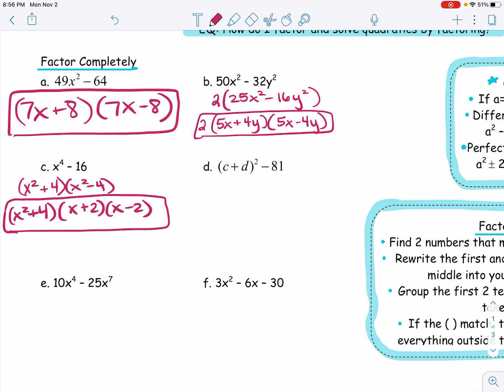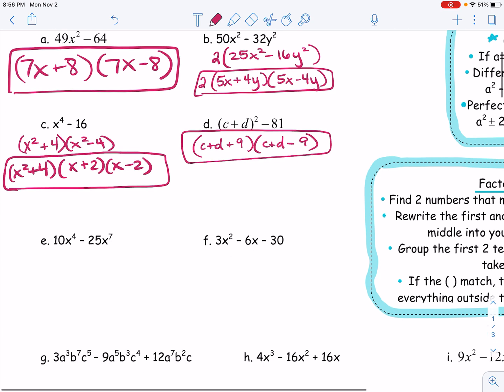D, I do see another difference of squares. So I see something squared minus 81. Well, something squared is a perfect square, and then 81 is a perfect square. So the square root of c plus d squared is c plus d. And then I have the plus 9 and the minus 9. And again, there's my final answer.